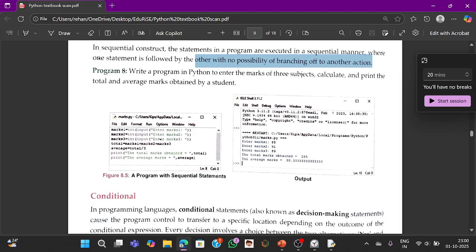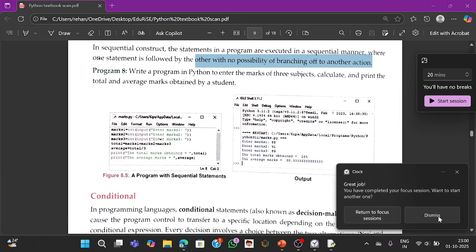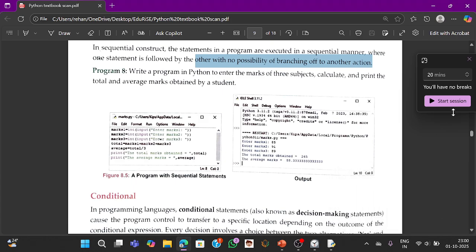Until then, if you have not seen my previous video, please do it. Time is up. We are able to complete the first half of the chapter. We have started with the second part as well. Maybe by 2 more sessions we'll complete this chapter. And after this, I'll start with Tinkercad, which is very interesting.